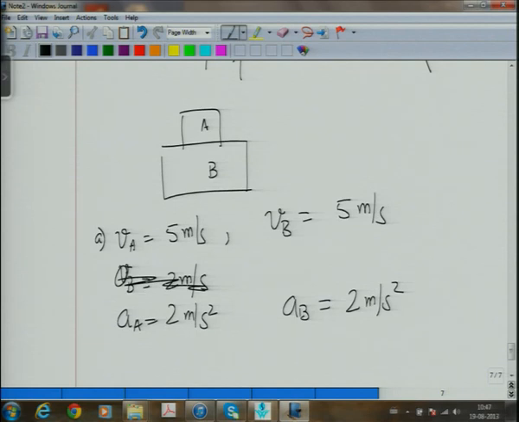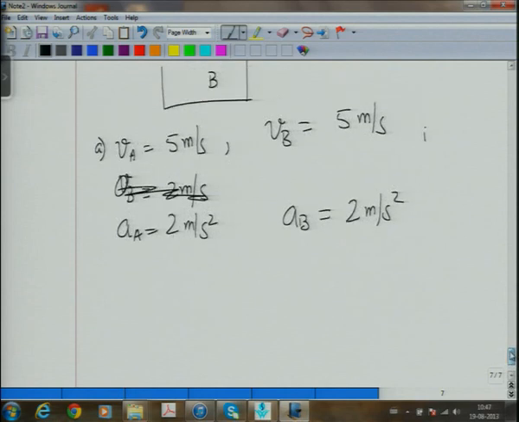Both the blocks are traveling with the same velocity and same acceleration. Now in this case, at the contact, is it a case of slip, no slip, or impending slip? No slip. Why? Because the velocities are equal and the accelerations are equal. That means they will continue like this. So the first thing we realize is this is a case of no slip.